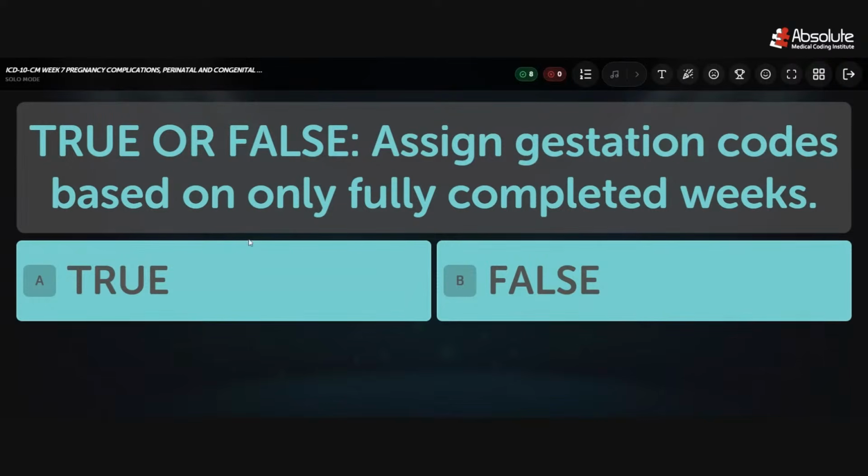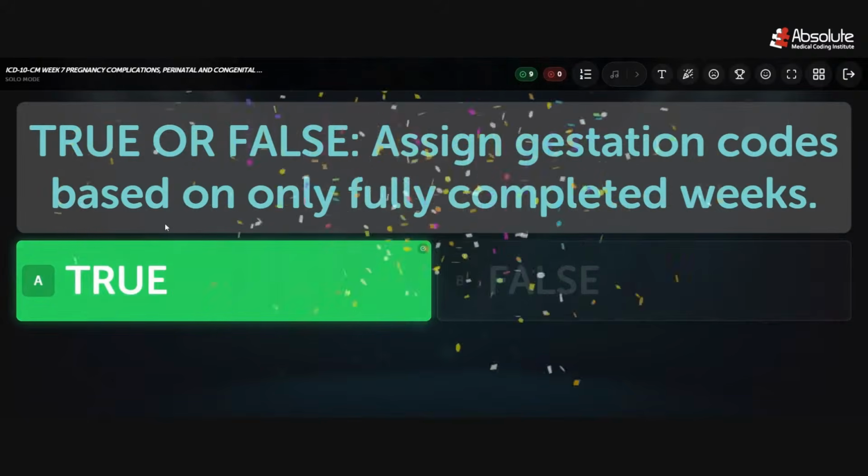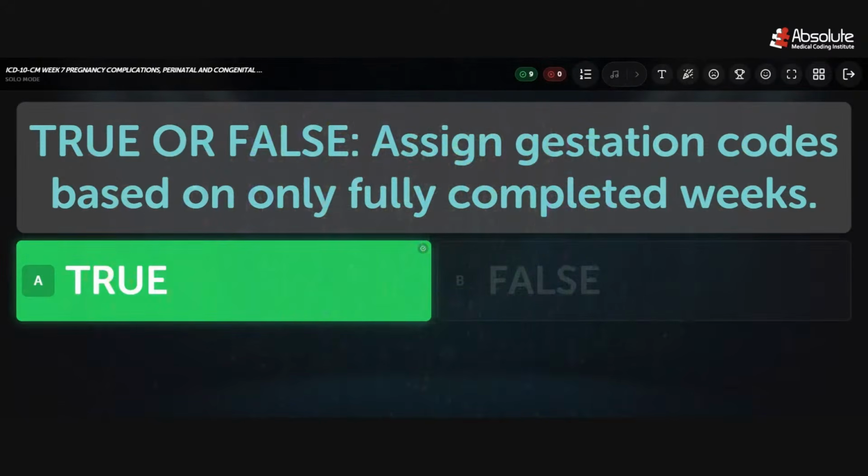Okay, so this one is going to be true. So yes, especially when it comes to gestation codes, you definitely don't want to be rounding up, just in case there is some sort of complication. So definitely use the codes only on completed weeks. If someone is 11 and a half weeks, you don't want to just round up to 12 weeks. You want to do 11 full completed weeks. So that definitely makes sense. As always, if you got that one right, great job.